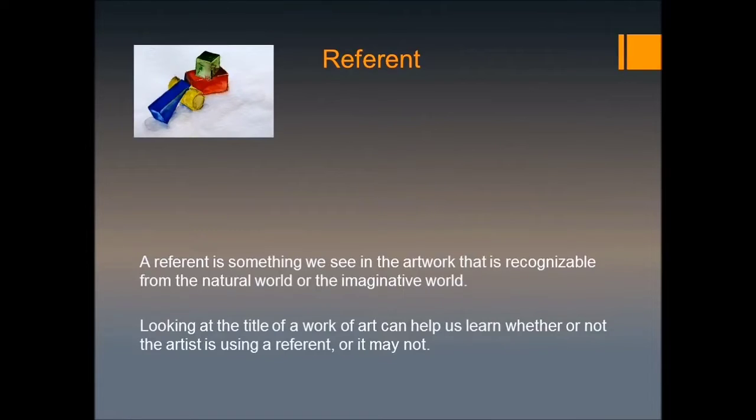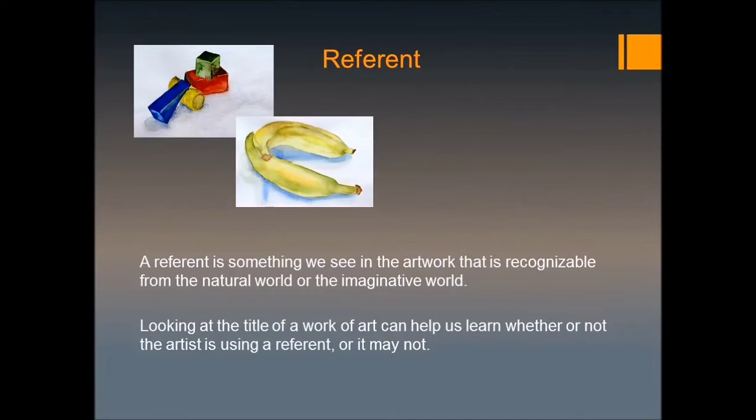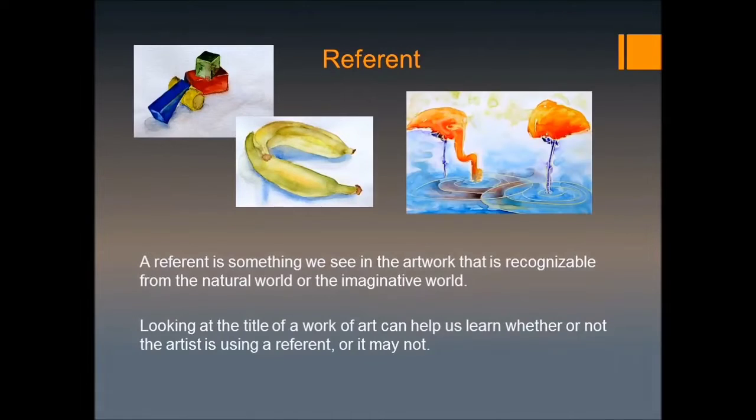A referent is something we see in the artwork that is recognizable from the natural world or the imaginative world. Looking at the title of a work of art may help us learn whether or not the artist used a referent. We can see that the painting on the right, called Flamingos, has the birds as a referent. If it was entitled Number 10, then there may or may not be a referent, and it would be hard to know just from the title. We can't rely on the title alone to know if the artist intends a referent. We have to look at the artwork itself.